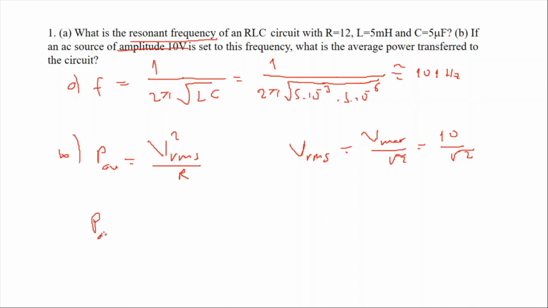So average power will be equal to the square of this one, divided by 12, the resistor, given as 12 ohms. And in doing this calculation, we will find 4.2 watt approximately.